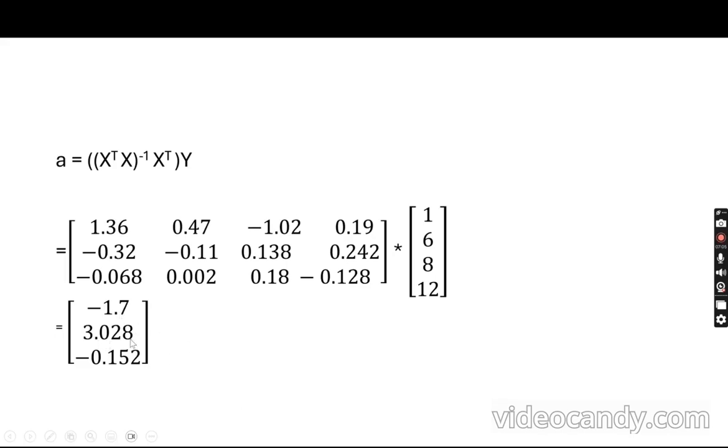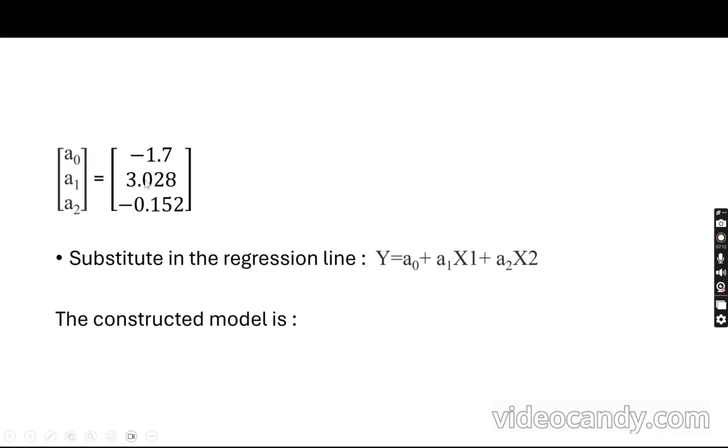Minus 1.7, 3.028 and minus 0.152. These are the coefficients of A. The coefficients can be obtained from this matrix by substituting the values of A0, A1, A2 in the regression line formula. The resultant model is given by y = -1.7 + 3.028 x1 - 0.152 x2. So this is your resultant regression line equation.